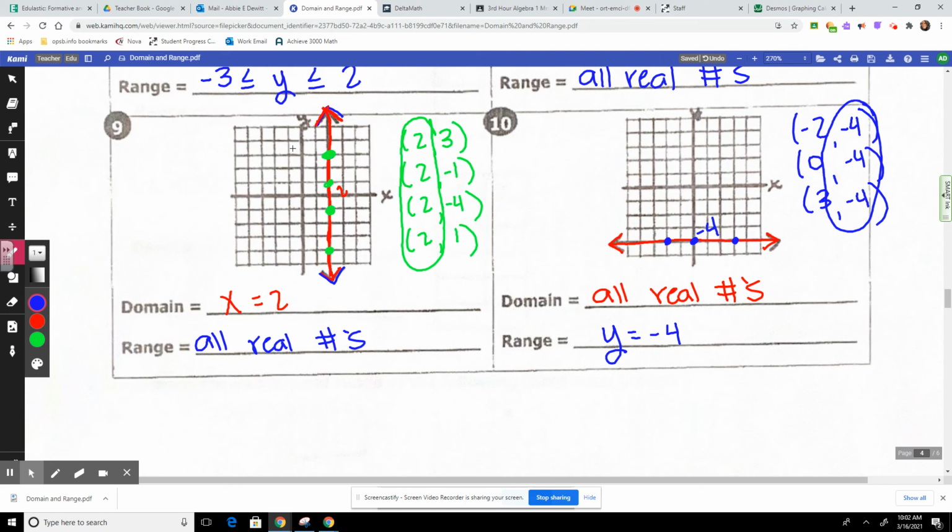Okay, so if you see a vertical line, your domain is just where x equals wherever that vertical line is. Your range for a horizontal line is where y equals wherever that line falls on the y value.